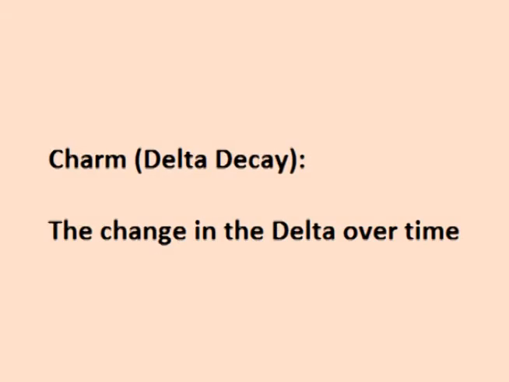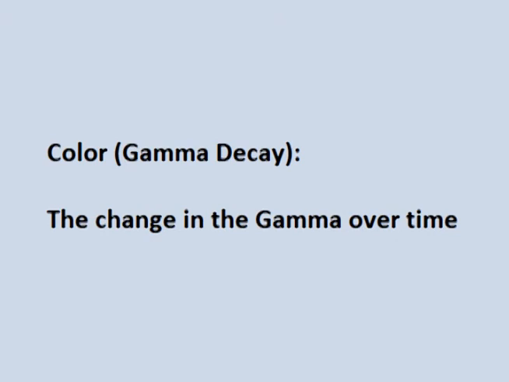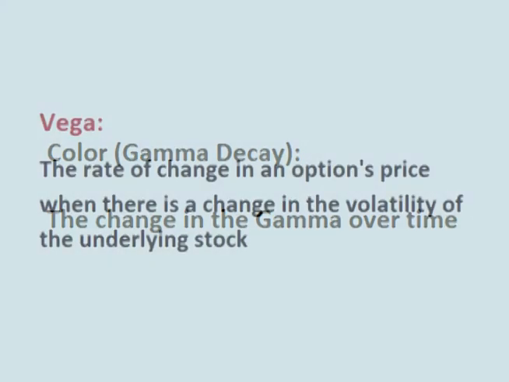The change in delta over time is known as charm or delta decay. Gamma also changes over time as the option moves closer to expiration. The change in gamma over time is known as color or gamma decay. When an option nears expiration, color may change quickly.